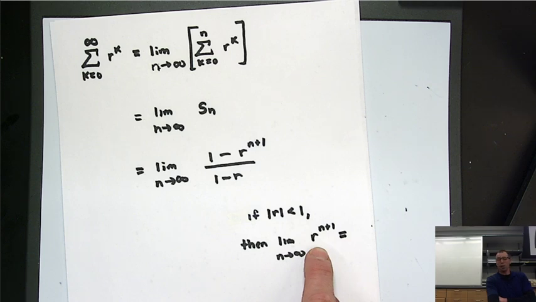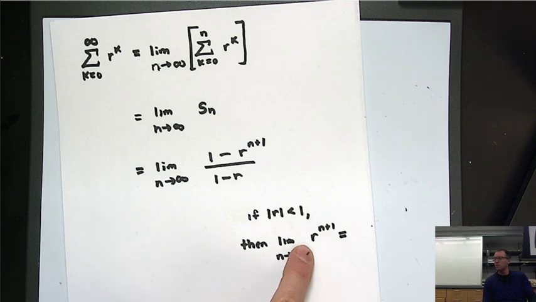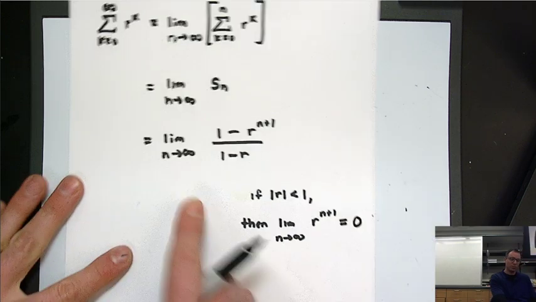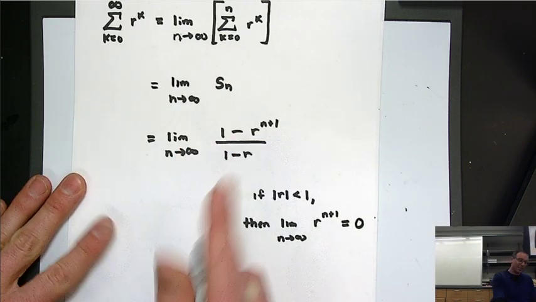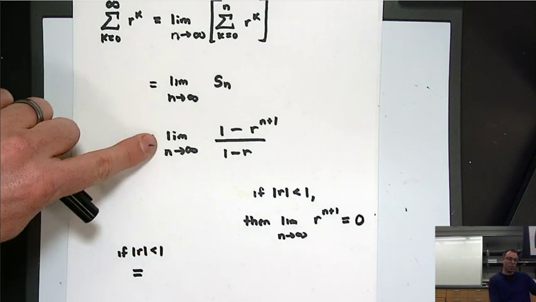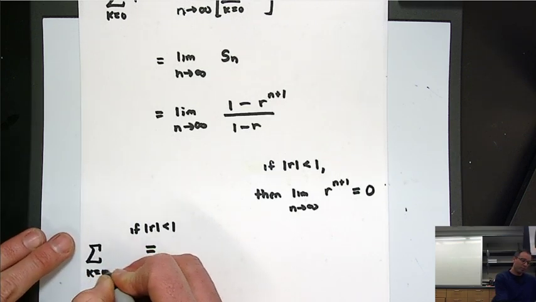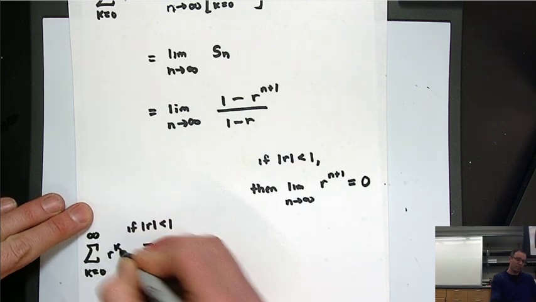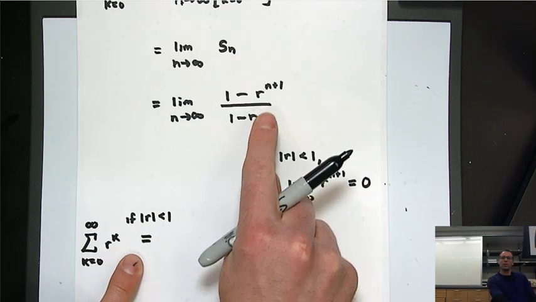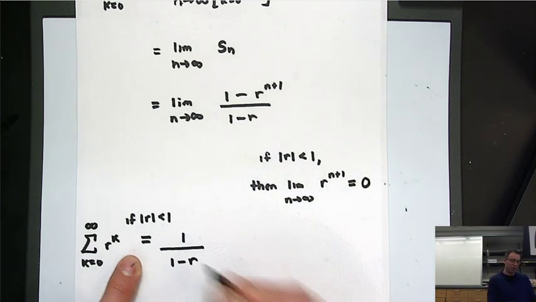Any fraction or a fraction? A fraction that is between -1 and 1 and doesn't touch the endpoints. That thing goes to 0. So then what is this limit as long as I know that the ratio r is less than 1? What do I immediately know about this limit? One divided by 1 minus r. Okay?